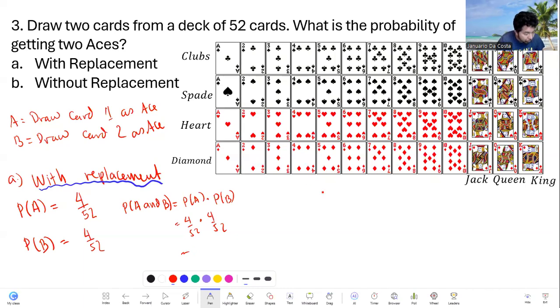Imagine this is like 0.006%. That's approximately 0.06%. That's a very, very low probability, which makes sense, logically.